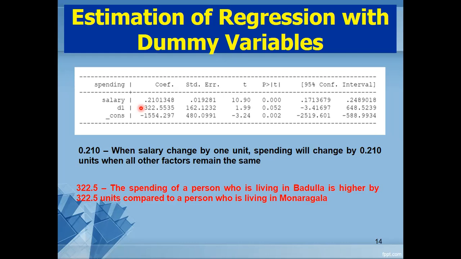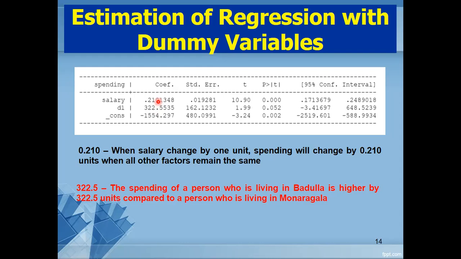Since the estimated coefficient is positive, it is clear that spending of Badulla households is higher than Monragala. Higher by how many units? Higher by 322.55 units. That's why I mentioned that the estimated coefficient of this dummy variable clearly indicates the difference of the spending between these two districts.